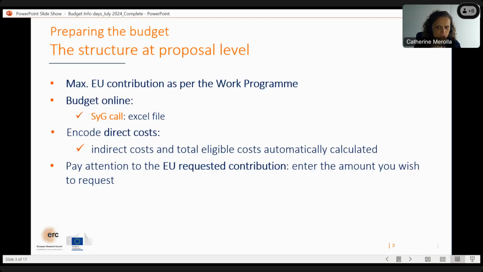Just a word about synergy call. I know that this is not the main topic of this presentation, but the budget table in the IT tool will be slightly different. And actually, you will be invited to fill in an Excel table with all the same information that you saw in the previous slide. But this will be an Excel table specifically for synergy call. You will have all the information necessary as soon as the call opens, of course.